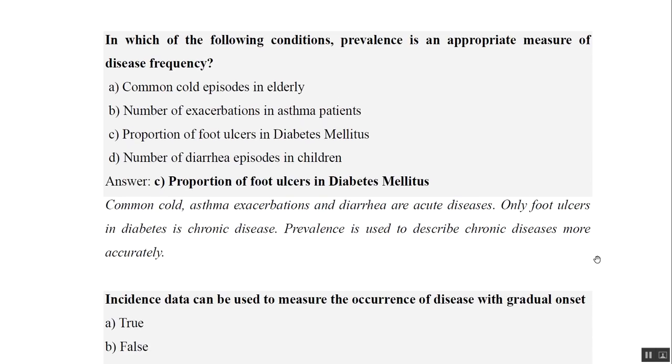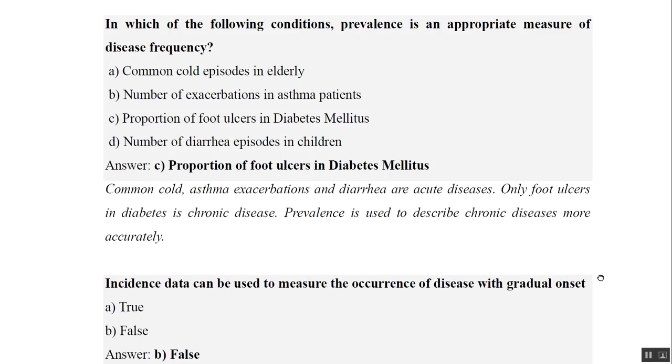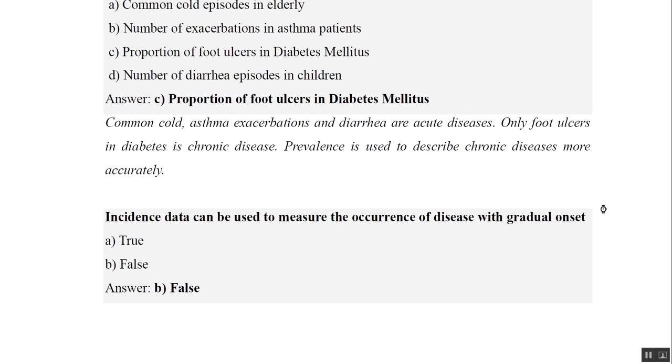Incidence data can be used to measure occurrence of disease with gradual onset: that is false. We use prevalence for gradual onset or chronic diseases.